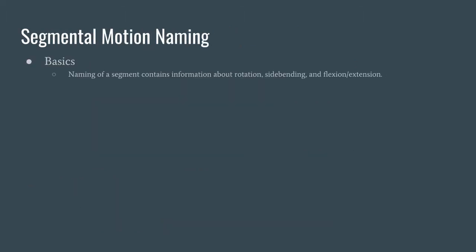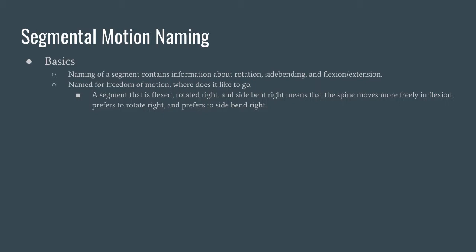Segmental naming, basics. Naming of a segment contains information about rotation, side bending, and flexion/extension motion. Named for freedom of motion, where does it like to go? A segment that is flexed, rotated right, and side bent right means that the spine moves more freely in flexion, prefers to rotate right, and prefers to side bend right.